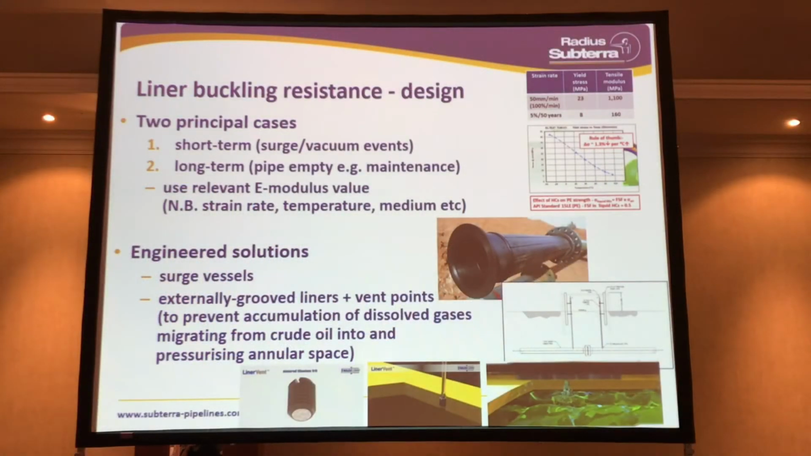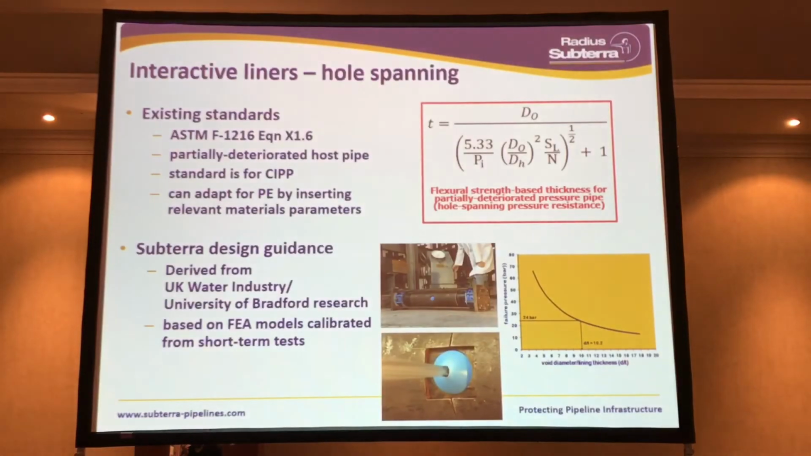You need to consider two design cases for buckling collapse. There's a situation where you have maybe a surge or a vacuum event, which is a short-term event, in which case you would use short-term material properties, and that gives you one characteristic. But you also have to think about a situation where the liner pipe may be empty, either pre-commissioning or if it has to be drained down for maintenance. And in that case, you'd use the appropriate long-term material property. There are ways of engineering your way out of surge.